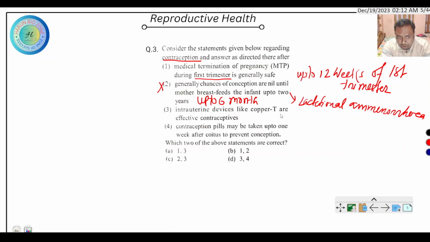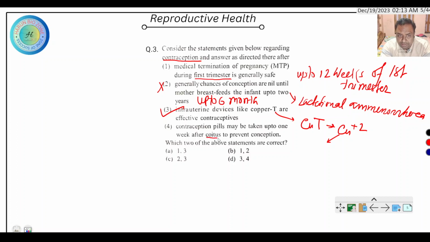Intrauterine devices like copper T are effective. What is the function of copper T? Copper T releases copper ions that decrease sperm motility and stimulate the phagocytosis process that kills the sperm. It inhibits fertilization and thins the endometrium wall. This is the right answer.